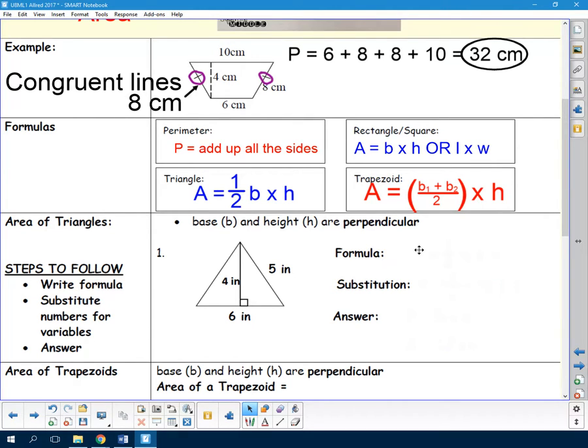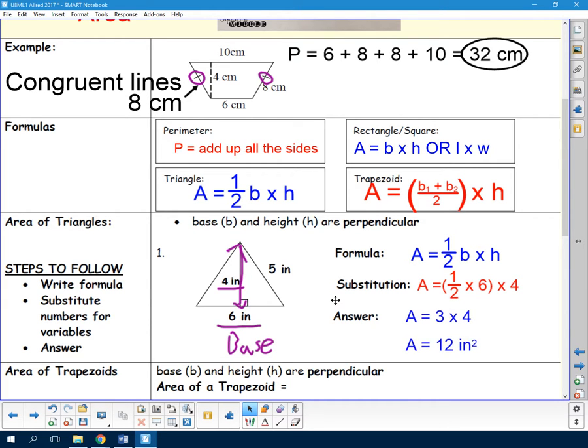This is a triangle, so its formula is 1/2 base times height. If we're going to substitute that, the base of this triangle is 6 inches long. That's the base of this triangle. And the height of this triangle is 4 inches tall. That would be the height, as it's the distance from the top to the bottom. So I'm going to take 1/2 and multiply by 6, and then multiply by 4 to find the area of that triangle. 1/2 of 6 is 3. 3 times 4 is 12 inches squared.